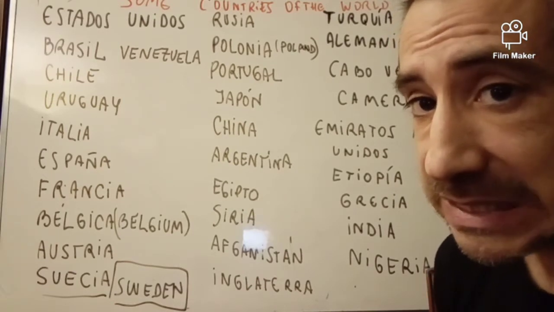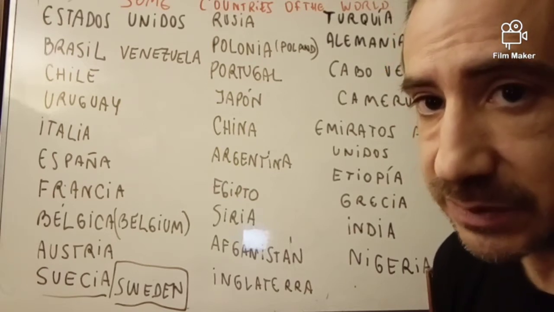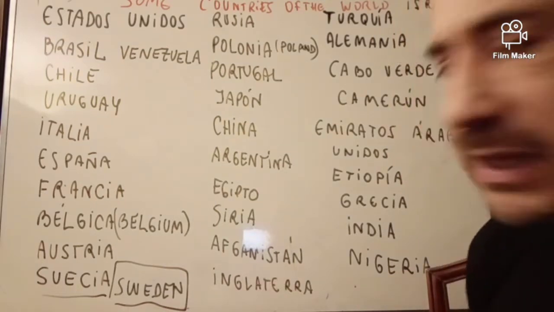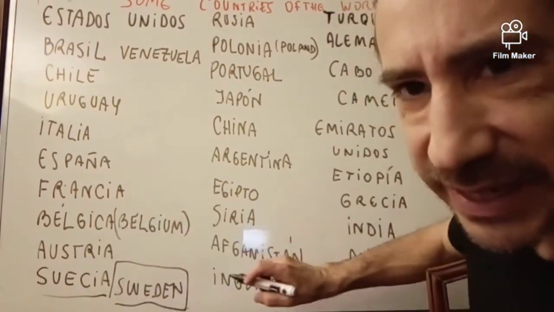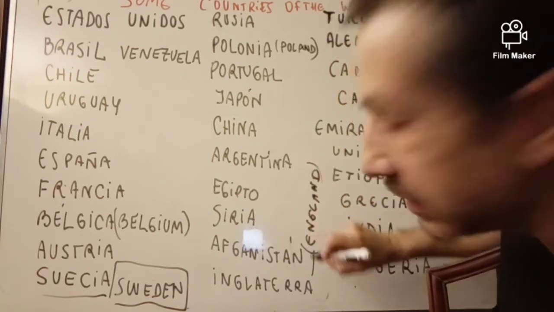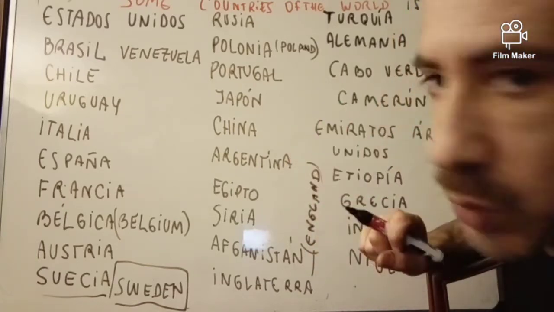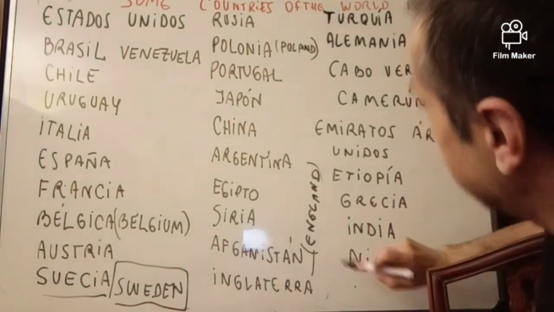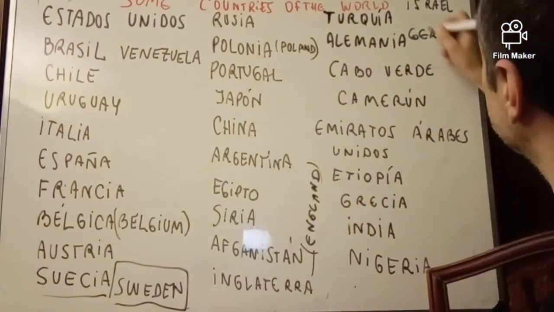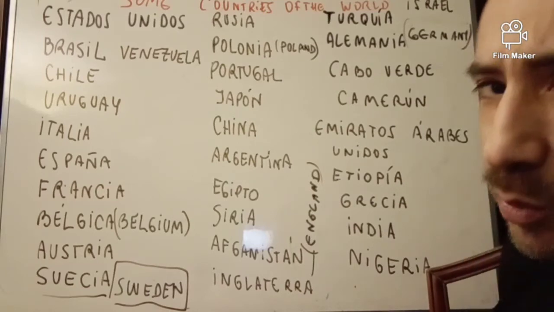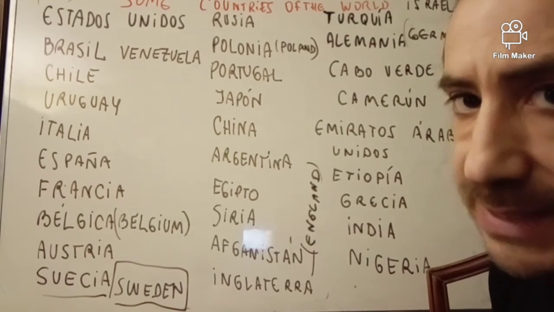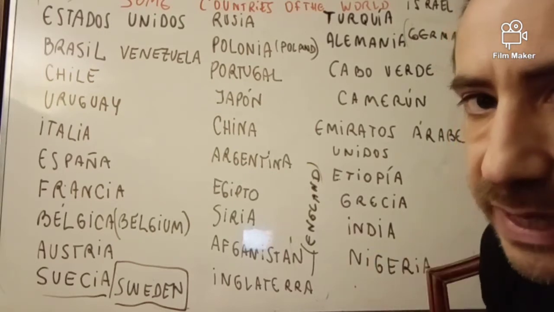Egipto is Egypt, Syria, Afghanistan, Inglaterra, it changes a lot, but I guess you know it's England. Sorry for this, but I wish my board were bigger. England, Inglaterra, Turkey, Alemania, Germany. Cabo Verde, it's in Africa. They speak Portuguese there. In Spanish it's Cabo Verde. It means green cape.